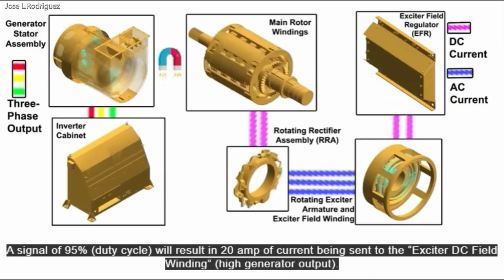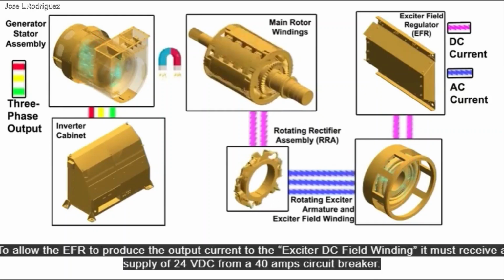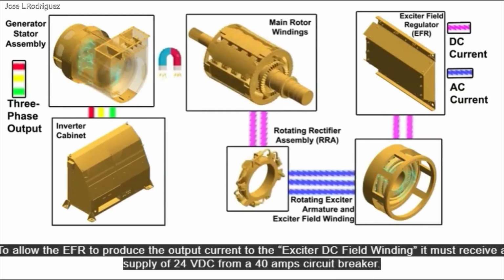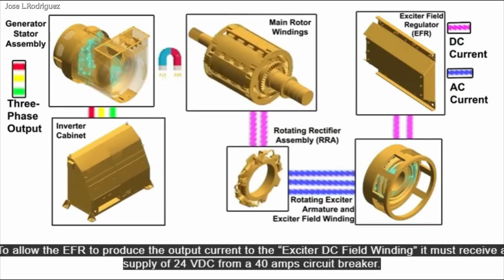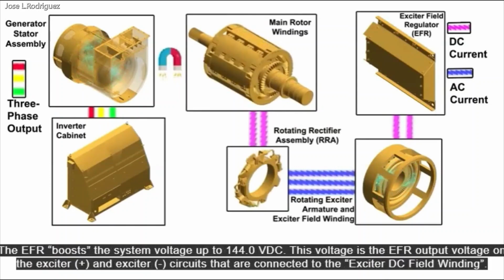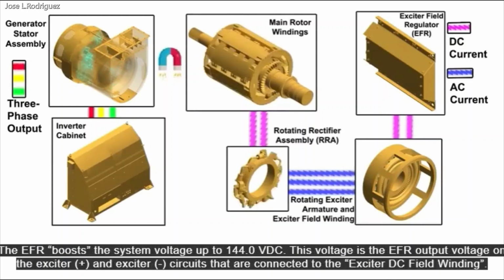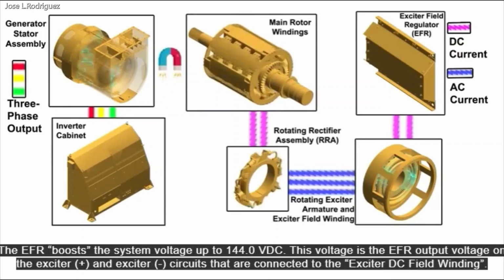To allow the EFR to produce the output current to the exciter DC field winding, it must receive a supply of 24 VDC from a 40 amp circuit breaker. The EFR boosts the system voltage up to 144.0 VDC. This voltage is the EFR output voltage on the exciter positive and exciter negative circuits that are connected to the exciter DC field winding.